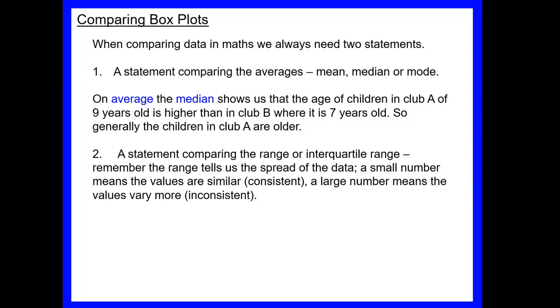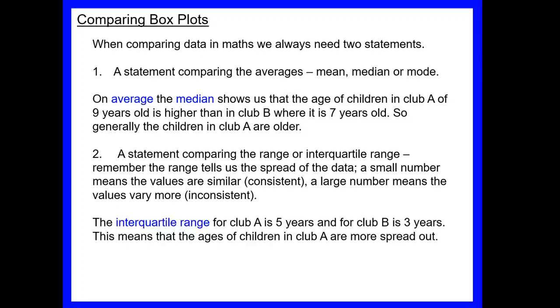So there's lots of different ways you might word this. You might use the word spread, you might use those words similar, consistent, vary, inconsistent in your sentence. So an example of that sentence then. So the interquartile range for Club A is 5 years and for Club B is 3 years. Now I've worked those out, remember, doing the upper quartile, subtract the lower quartile for each of those clubs. And this means that the ages of children in Club A are more spread out.